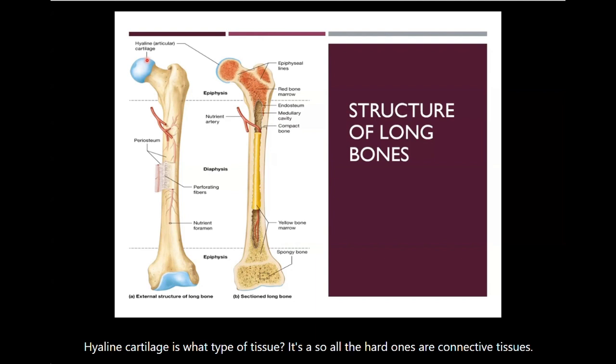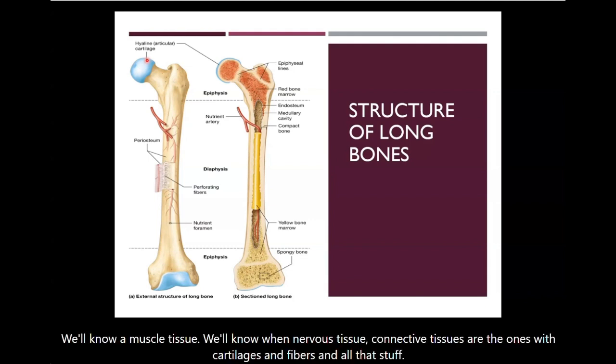So all the hard ones are connective tissues, right? Because if we see an epithelial tissue, we'll know it's an epithelial tissue. We'll know a muscle tissue. We'll know a nervous tissue. Connective tissues are the ones with cartilages and fibers and all that stuff, right?